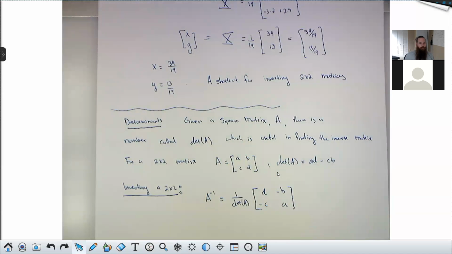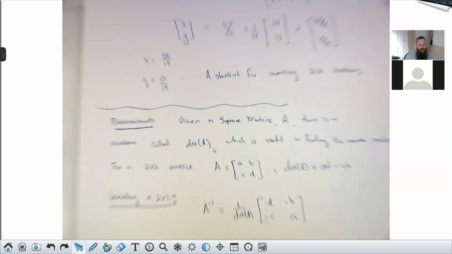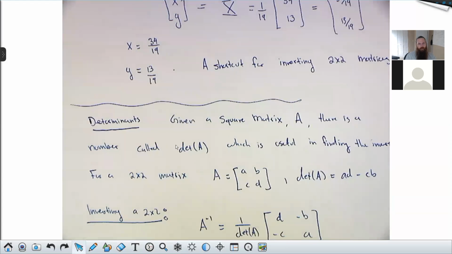Let's try that on the matrix we just inverted. There's a number called det. It's DET and then parentheses A. Det is really a function. It takes in matrices and spits out numbers. So this is the symbol for the determinant, DET of A. Short for determinant of A.